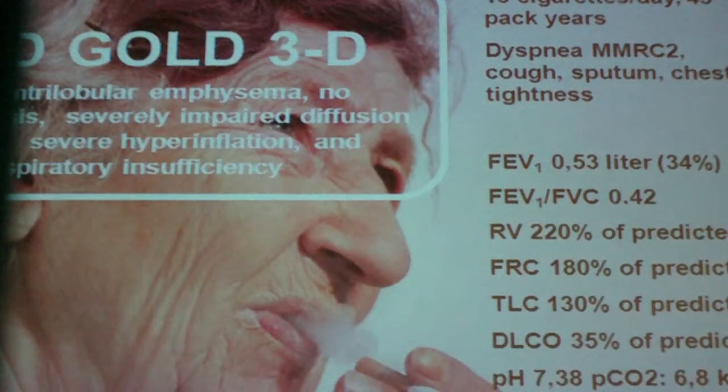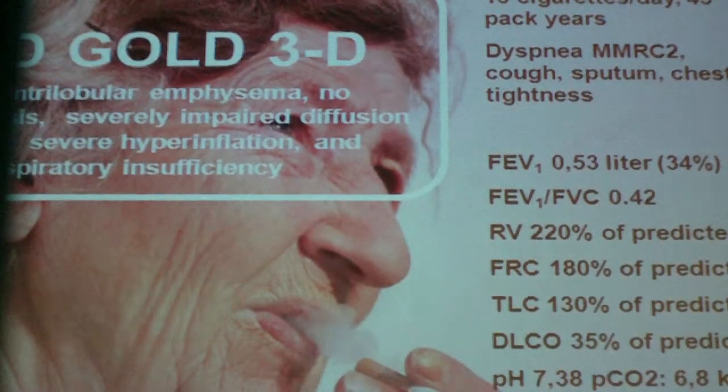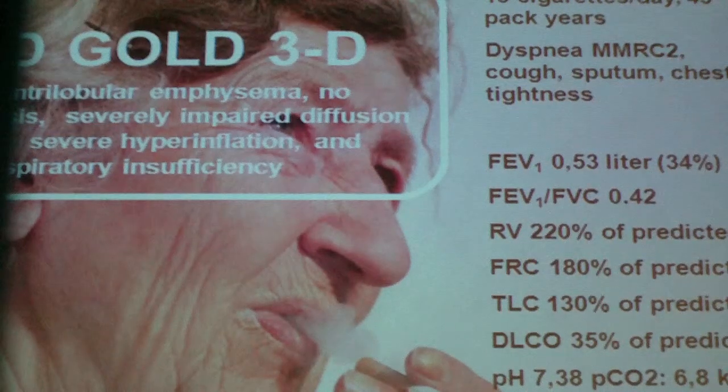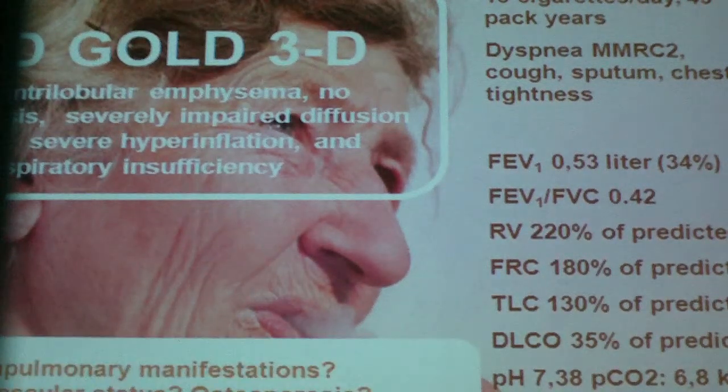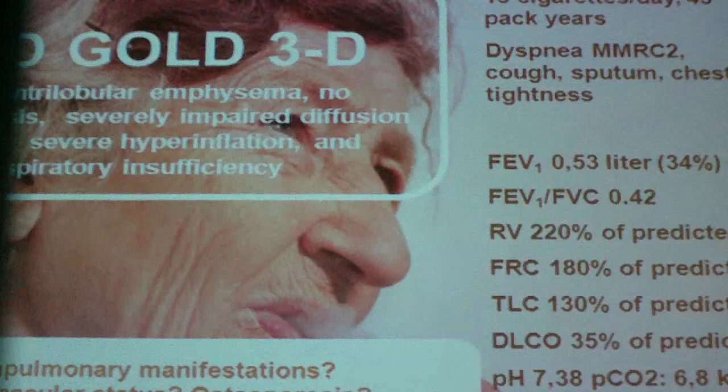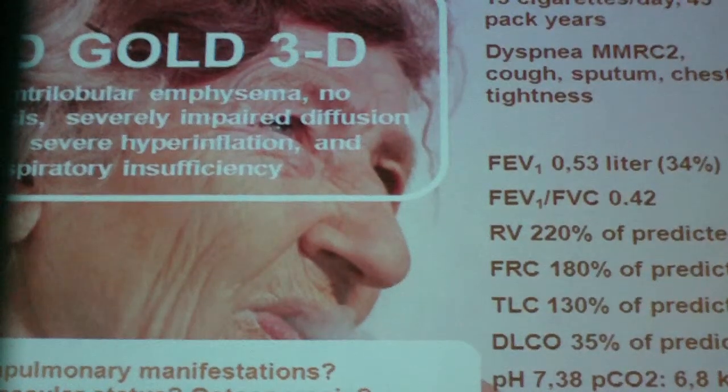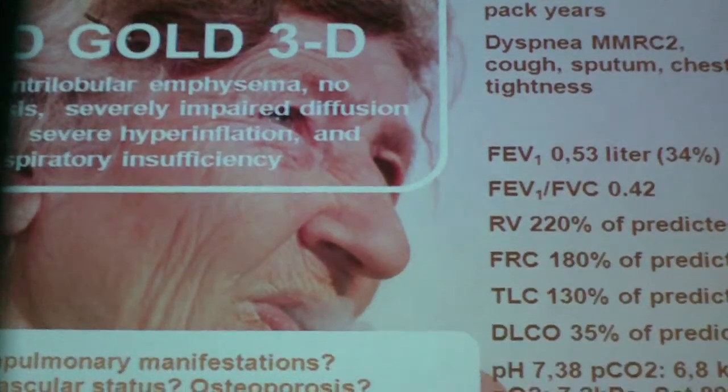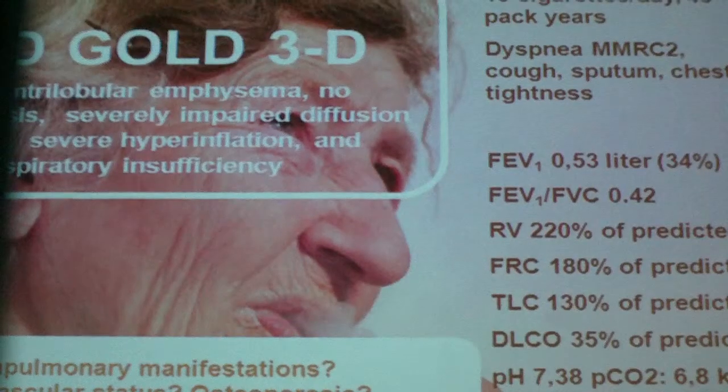Are we happy now? Are we ready? Or do we need to assess something more? What are her extrapulmonary manifestations? What is her cardiovascular status? Does she have osteoporosis? Does she suffer from anxiety, depression? Does she have other comorbidities?